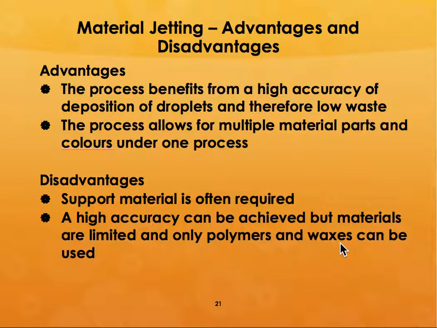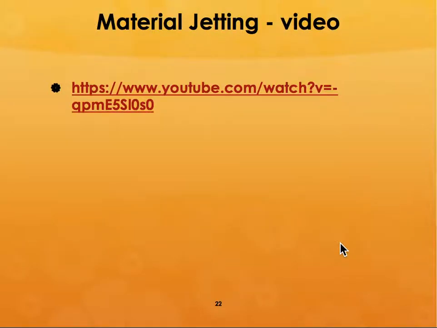And what are some of the advantages? Again, high accuracy. You can have multiple material parts and colors under one process. What are some of the disadvantages? Support material is often required, and materials are limited; only polymers and waxes can be used. And here is an example of that on YouTube. You can find this and look it up. So I will stop this part of the lecture here and continue that in the next lecture.